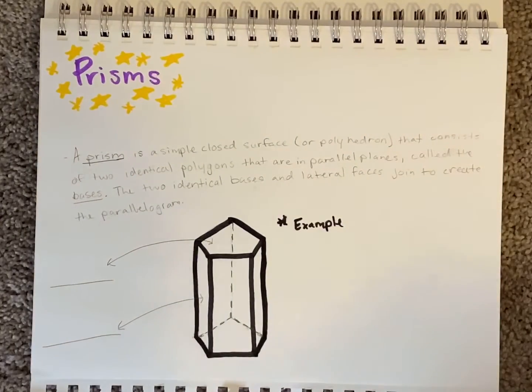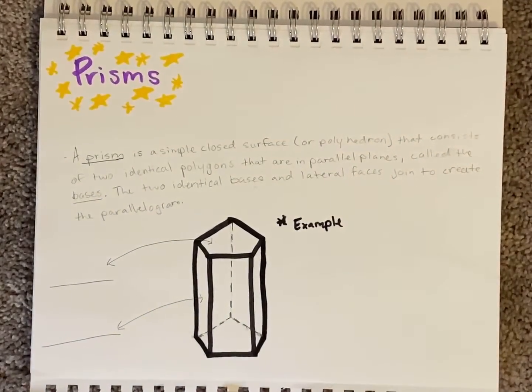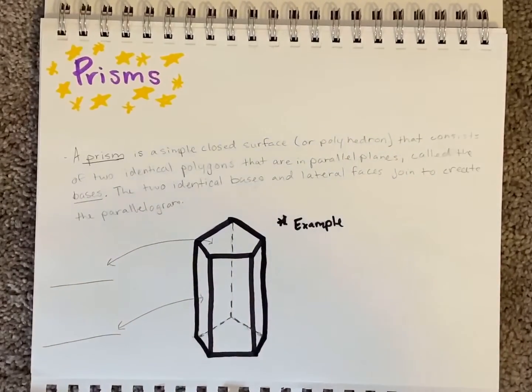Prisms. A prism is a simple closed surface, or polyhedron, that consists of 2 identical polygons that are in parallel planes, called the bases. The 2 identical bases and lateral faces join to create the parallelogram. As you can see, I've drawn an example. This would be a 5-sided parallelogram, which would be a prism.